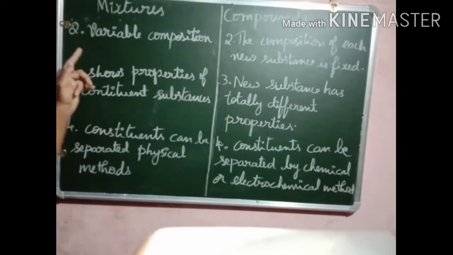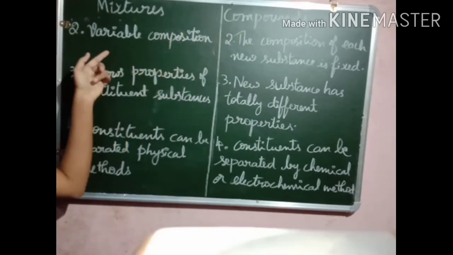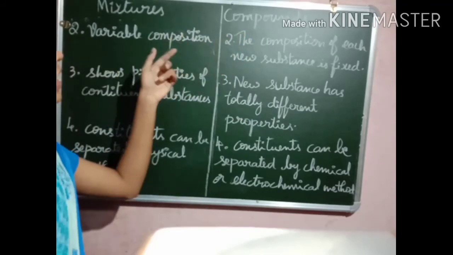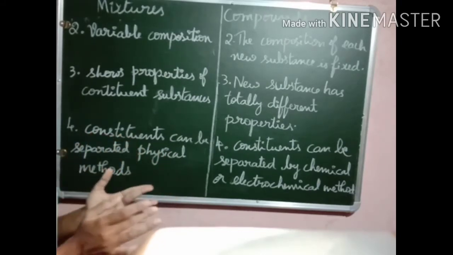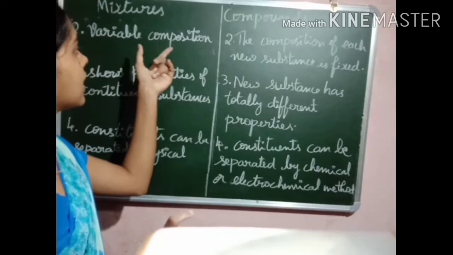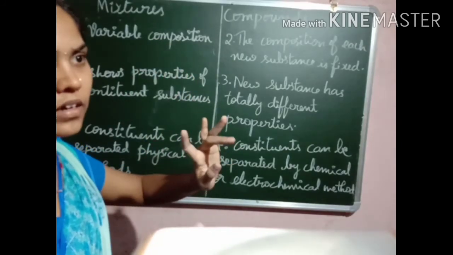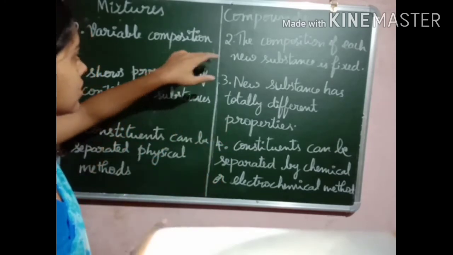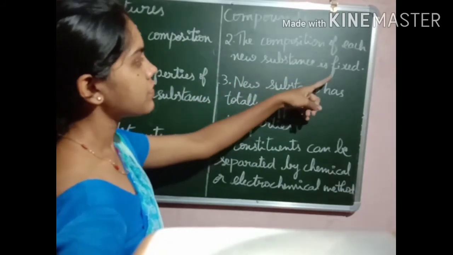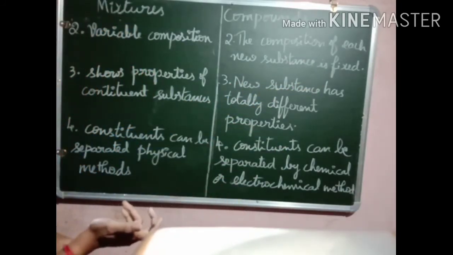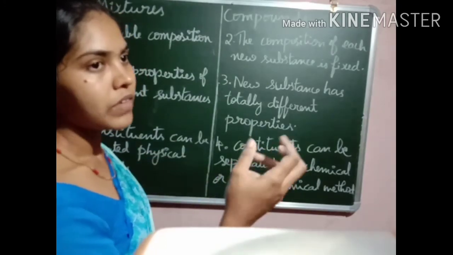The second difference between mixtures and compounds is composition. Mixtures have variable composition. Air is a mixture. It contains variable amounts of oxygen, nitrogen, argon and others. For compounds, the composition of each new substance is fixed. If you burn the paper, you will get the ash.